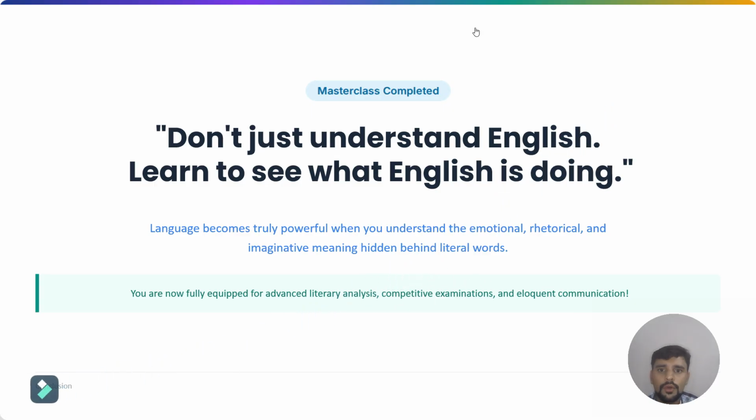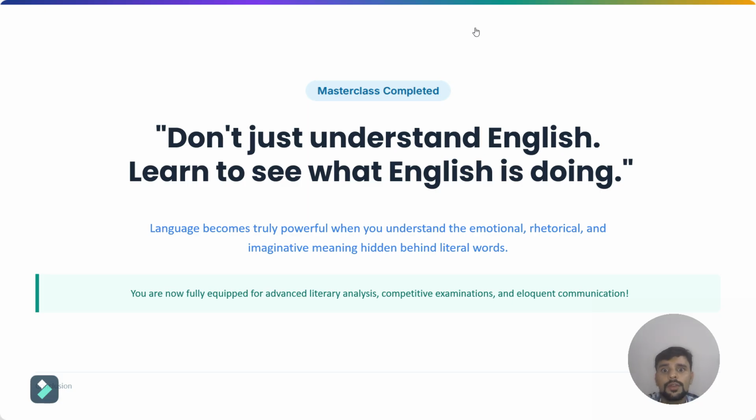Before we finish, let's conduct a rapid fire challenge. I'll give you a sentence, don't look for the answer immediately. First, identify what the sentence is doing. Question number 1. Her eyes were like stars. Now what is it? It is simile. And why? Because eyes are explicitly compared to stars using like.